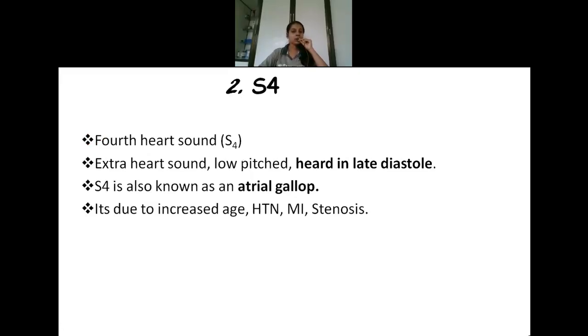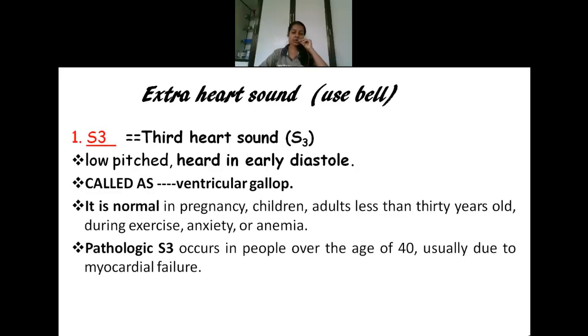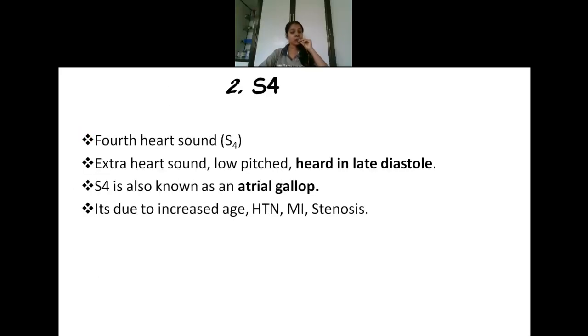This S4 is called atrial gallop. S3 is called ventricular gallop, S4 is called atrial gallop. This is also an extra, abnormal, low pitched sound and it is heard in late diastole. So you might have understood the difference between S3 and S4. Both are abnormal heart sounds, but S3 is heard in early diastole and is called ventricular gallop. S4 is called atrial gallop and it is heard in late diastole. This is also a low pitched heart sound.